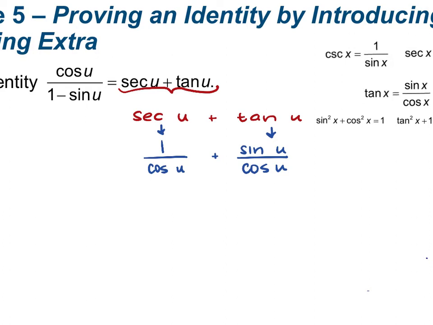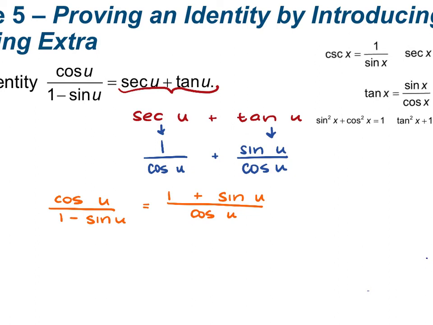Simplify these two fractions. We have like denominators, so just add straight across. We have 1 plus sine u over cosine u. From here, this is still equal to what you had on the other side of that equation. So it's still equal to cosine u over 1 minus sine u.